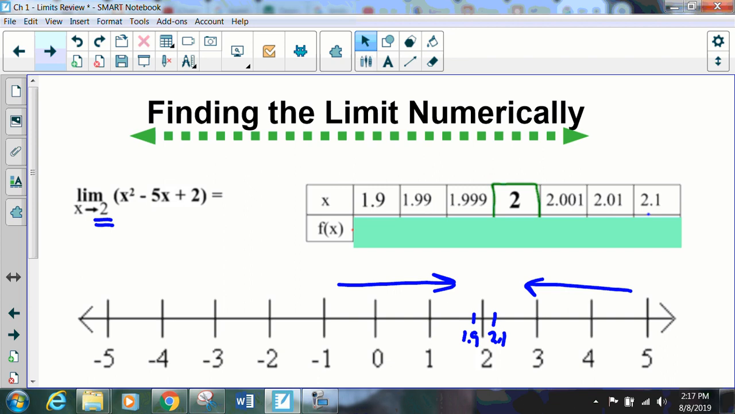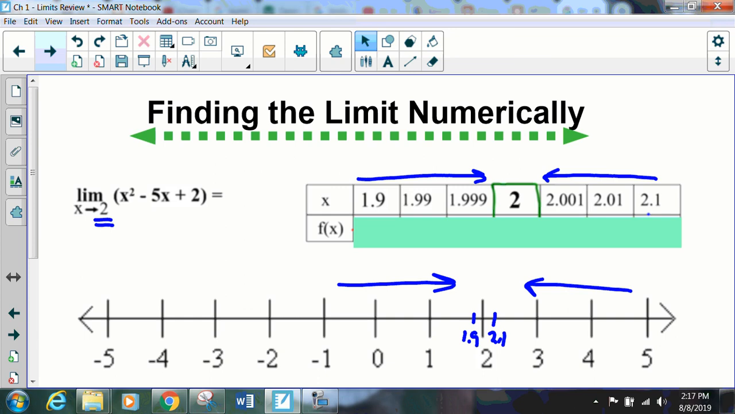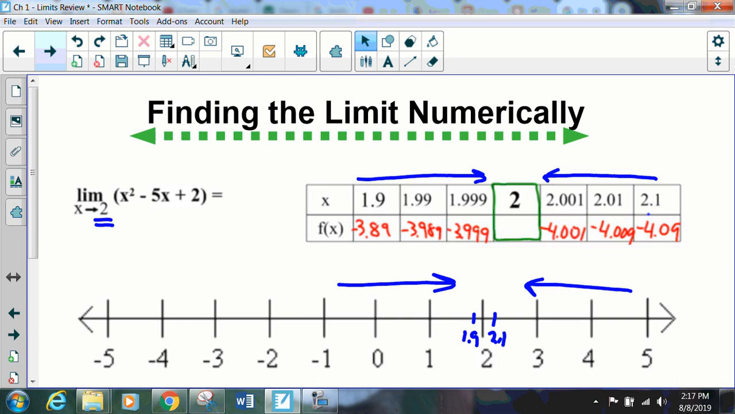So I'll show you how I set up the x, starting with, from the right, 2.1, and then getting closer with 2.01, 2.001. You don't need to go crazy with that. 3 is enough. And then with the 1.9, getting closer and closer to 2 from the left, 1.99, 1.999. You pick up your calculator, you plug it into the function, and you get the values both from the right and from the left. They are approaching the answer, which is -4.